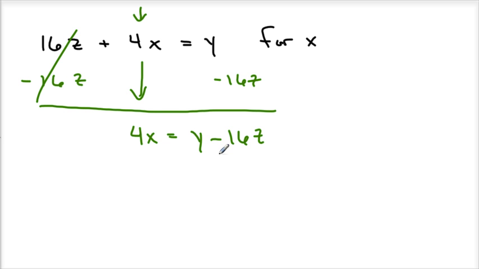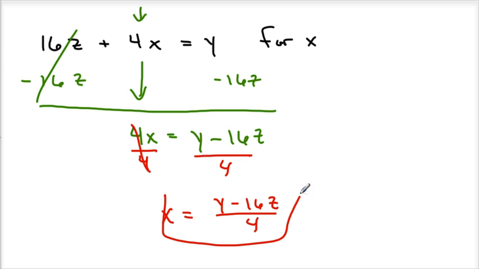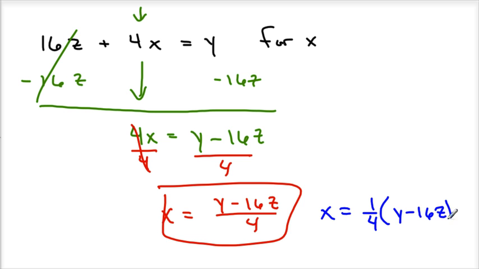And my last step here, isolating the x. I don't want 4x, I just want x. Last step: divide both sides by 4. Excellent. And you're left with x equals y minus 16z divided by 4. You could also write this as x equals 1/4 times y minus 16z. Dividing by 4 is the same thing as multiplying by 1/4.